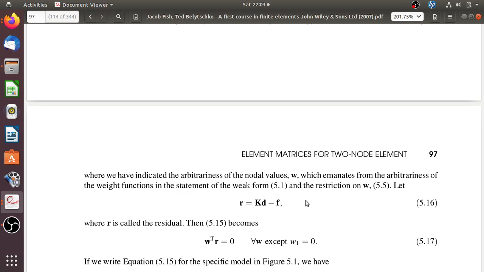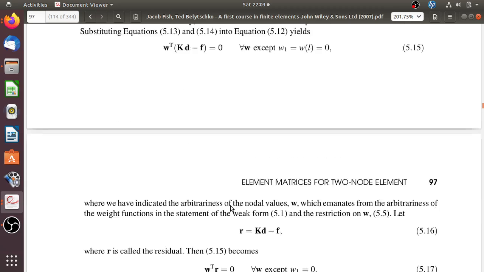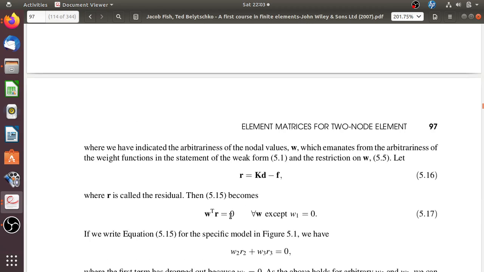How are we going to solve? We are going to solve by considering this thing as r. We call that a residual, and so this w transpose r, which comes from this equation, has to be equal to 0.